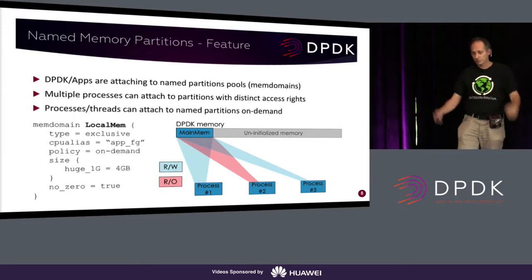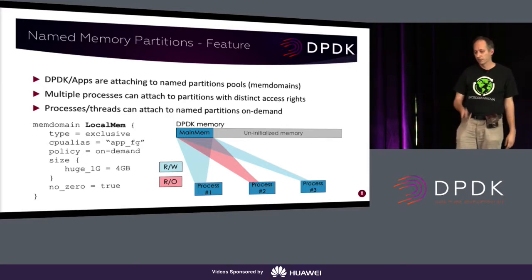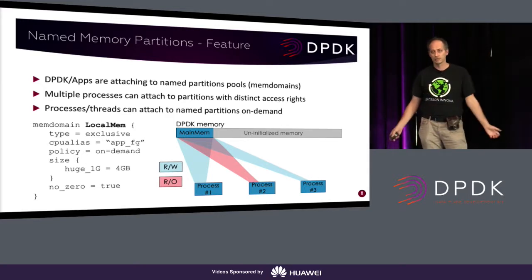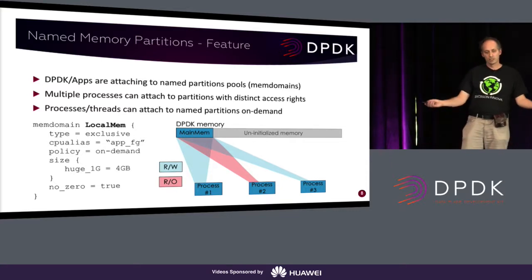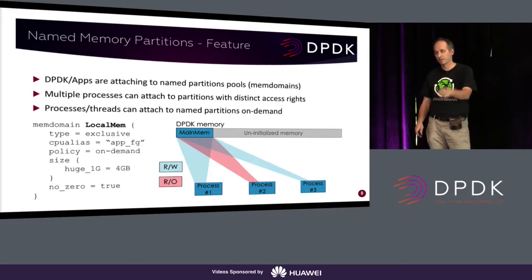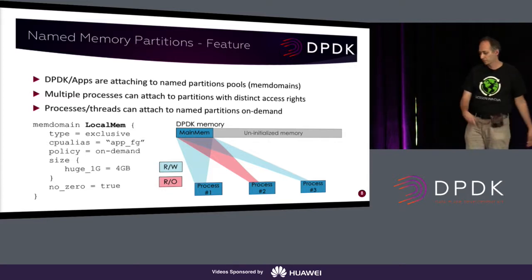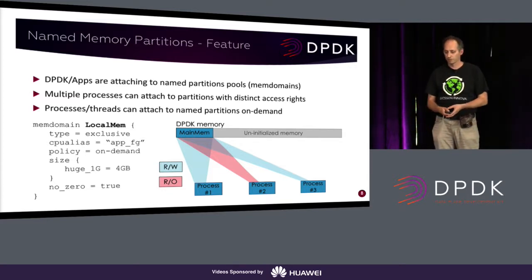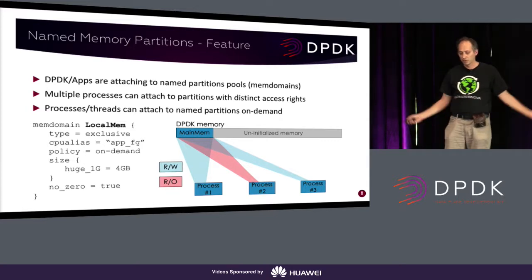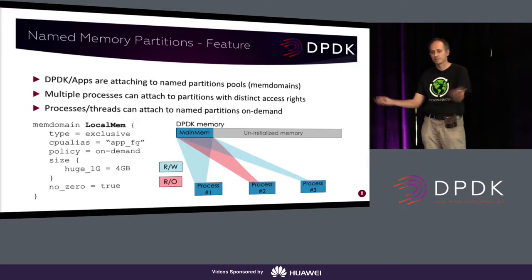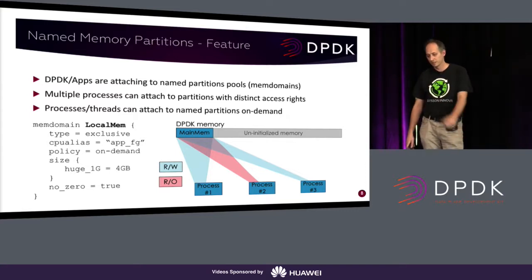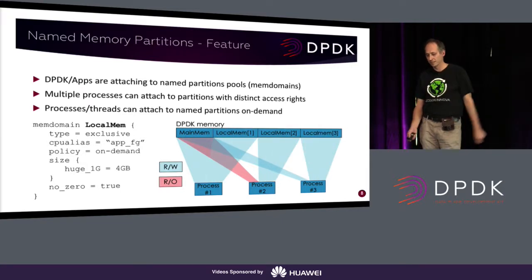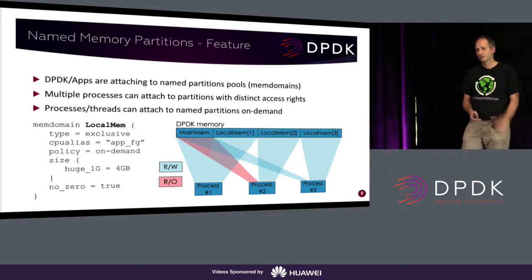And then you have another configuration like local memory. Type exclusive means that all of these instances will have their own memory partition. And policy on demand means that whenever the application queries, wants a new huge page, it just pops up on demand. You can specify a minimum amount of needed memory. And you can say no zero true, which means that you don't want zeroing because your application is not relying on that. So you just describe what you need. And then each process will just say attach to local memory.